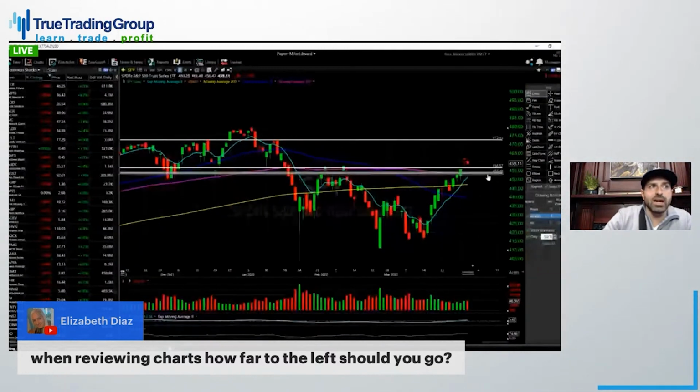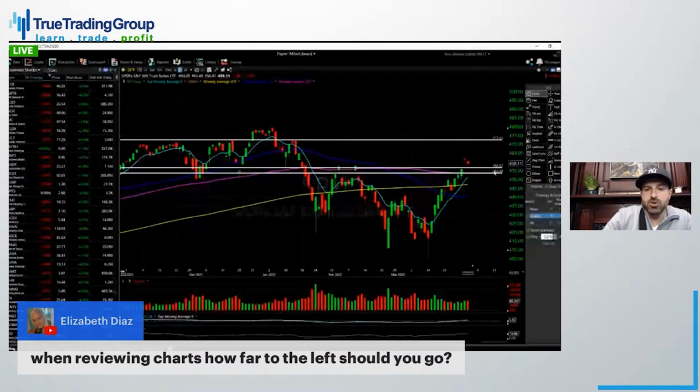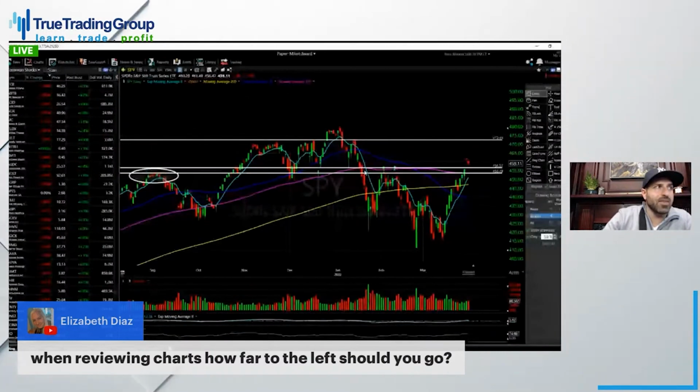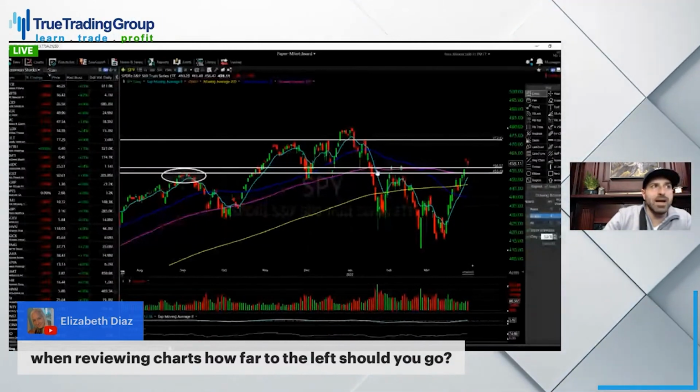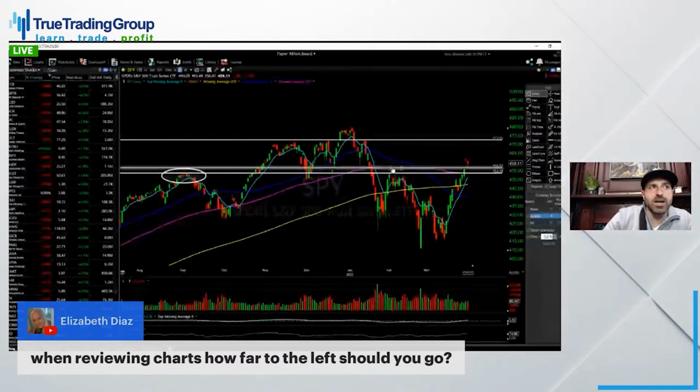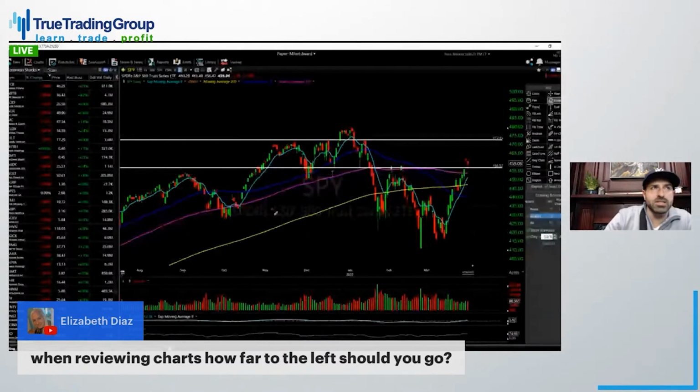And you have this line on your screen. That line is no longer relevant. You don't have to continue going back that far to the left because this level was broken many times and the market has traded through that level many times. So that level is no longer necessarily relevant.